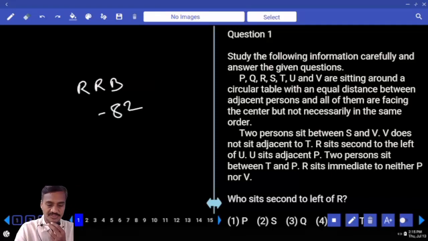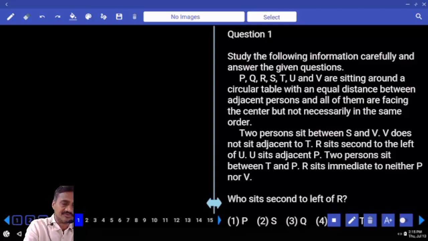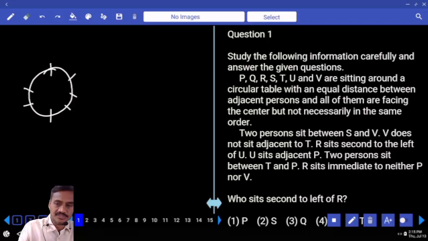Now in this one, questions 1 to 5 are based on circular arrangement. How many persons are there? P, Q, R, S, T, U and V, seven persons are seated around a circular table. These seven sit at equal distance facing towards the center, with two persons between S and V. If S is here, V will be here, one possibility.